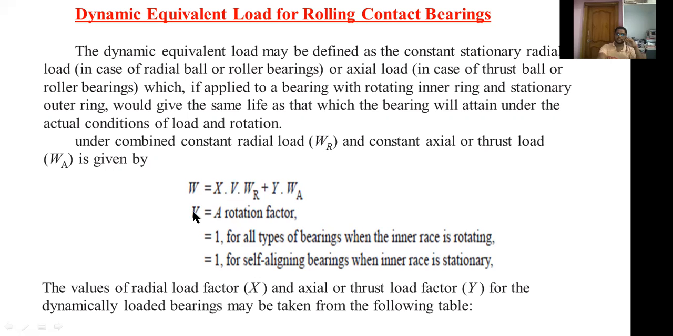The value of rotation factor for all types of bearings, when the inner race is rotating, is V = 1. You have to consider V = 1 for all types of bearings when the inner race is rotating, whereas V = 1 for self-aligning ball bearings when the inner race is stationary.